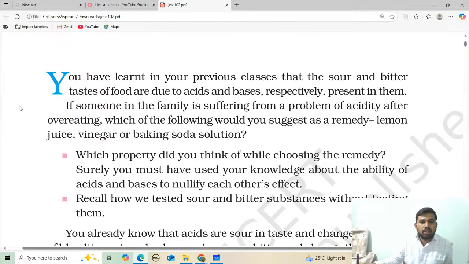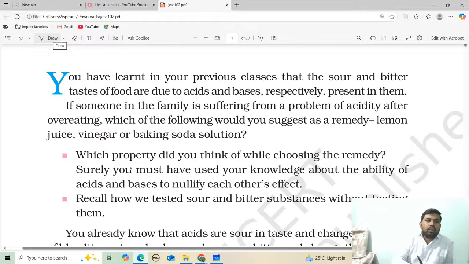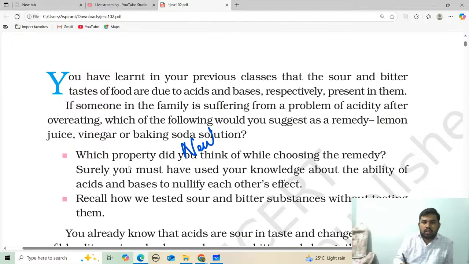They are talking about something called a neutralization reaction. Which property did you think about while choosing the remedy? Suppose overeating means there is a lack of acid, so we should take an acidic drink like cool drinks or lemon juice. And recall, surely you must have studied the ability of acids and bases to nullify each other. So they are talking about the neutralization reaction.